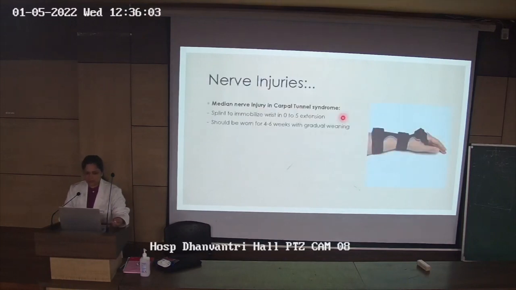Then the median nerve injury in carpal tunnel syndrome: it is a cock-up splint in which the wrist is immobilized in 0 to 5 degrees of extension and should be worn for 4 to 6 weeks with gradual weaning. Basically this splint is worn at night time only. The patient should not wear it while working in the daytime.